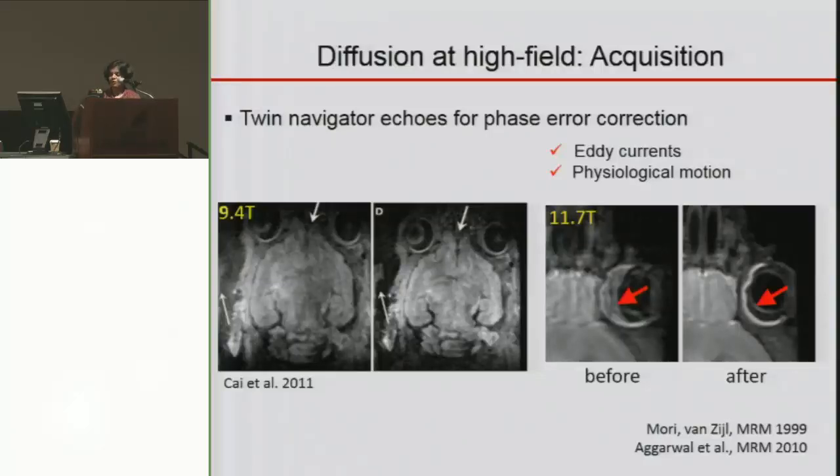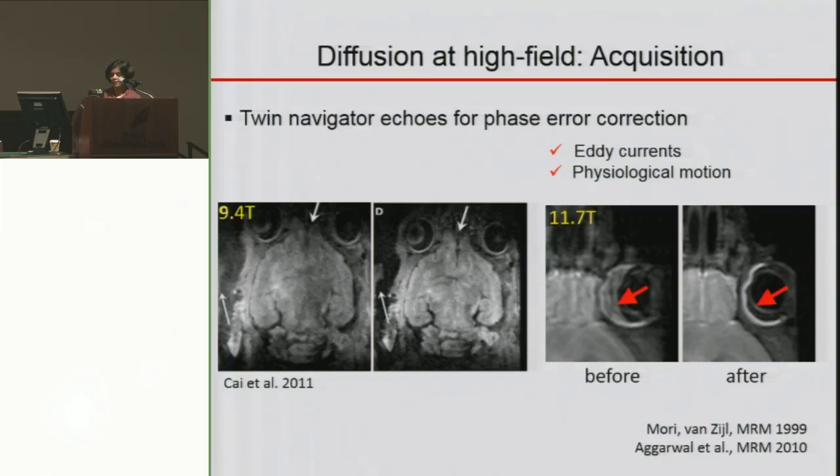And the second thing that you need to know is that a major problem for using multi-echo sequences at high fields is that we get severe phase errors in the images. And this can happen due to eddy currents or physiological motion, which basically causes the phase to oscillate between even and odd echoes. And one way to fix this is to use navigator echoes.